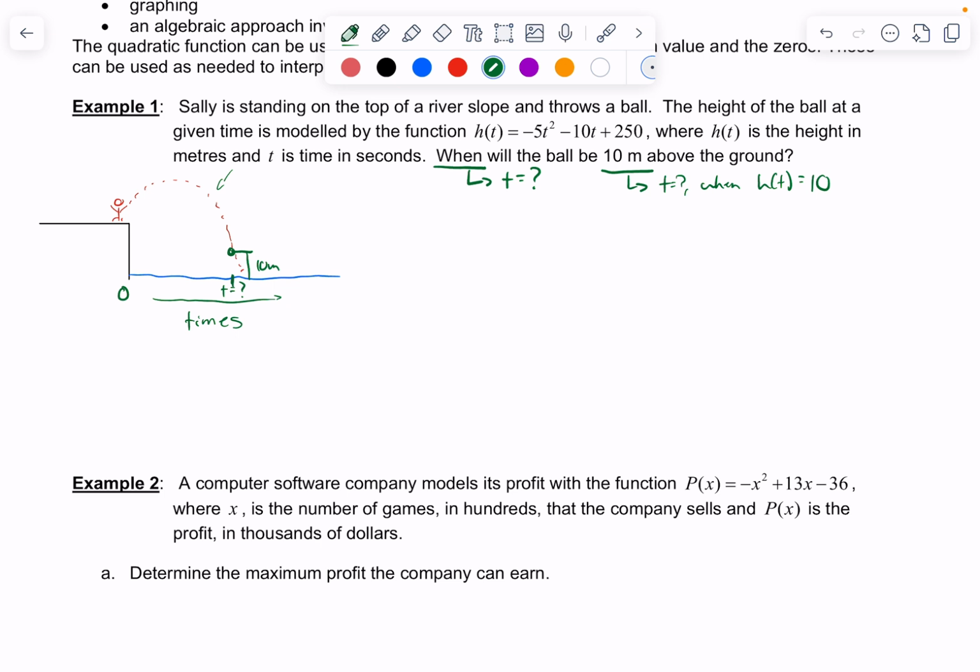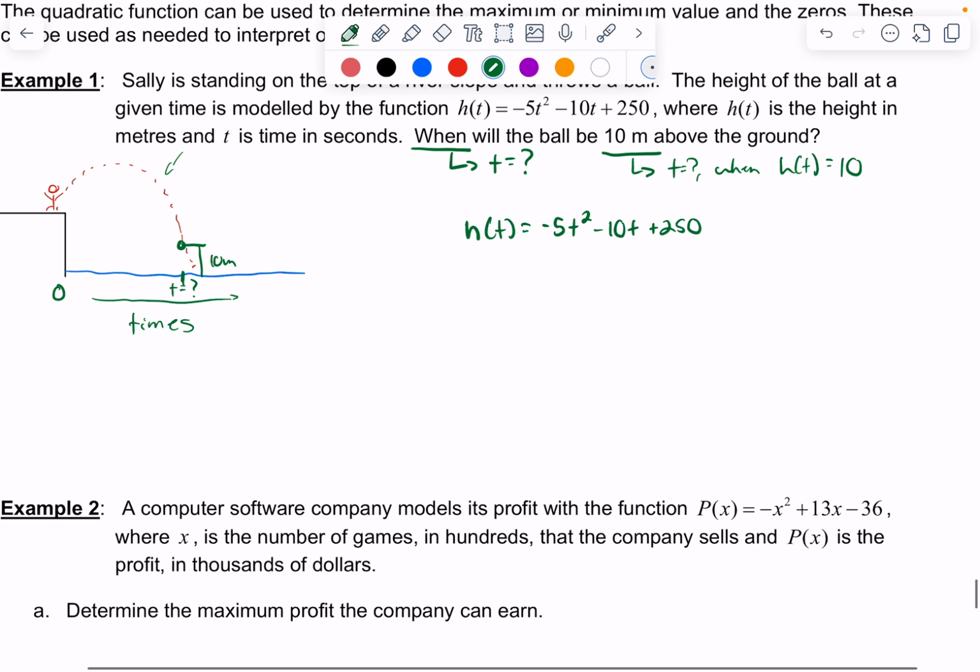So we are solving this quadratic. We are taking the equation that it gave us, which is h of t equals minus 5t squared minus 10t plus 250, and we are setting h of t to be 10 from right here. So we have 10 equals minus 5t squared minus 10t plus 250.